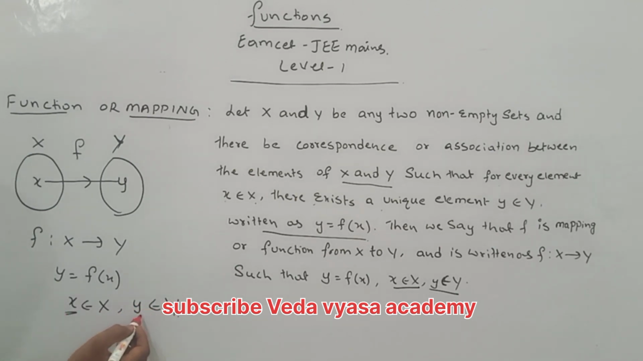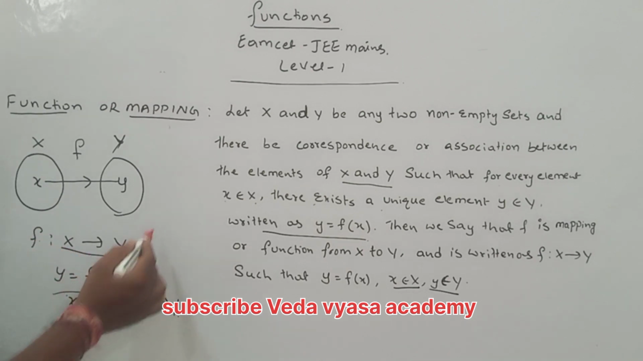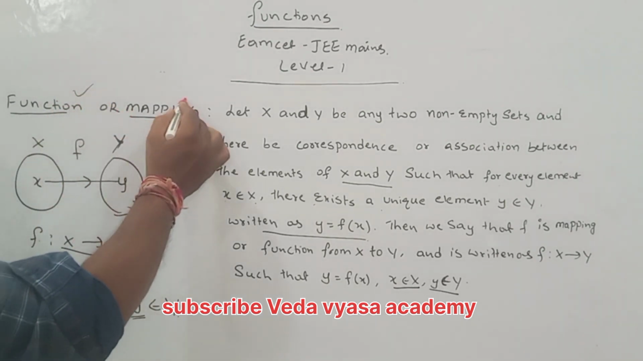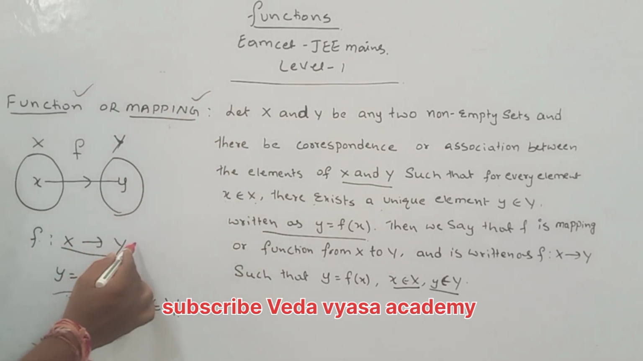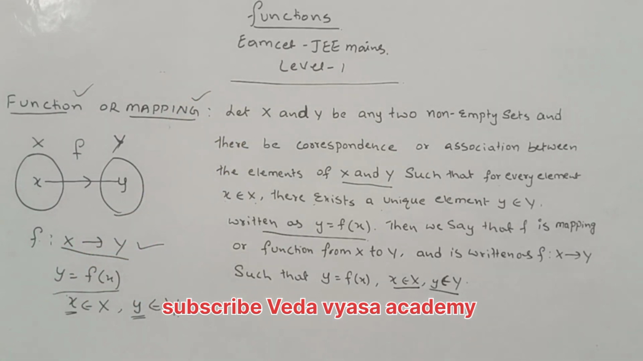This is the first element, this is the second element. Then small x belongs to capital X, small y belongs to capital Y. Then y is equal to f of x. f is a mapping or function from X to Y. This is the function or mapping of X to Y. Okay, all of you. That's all.